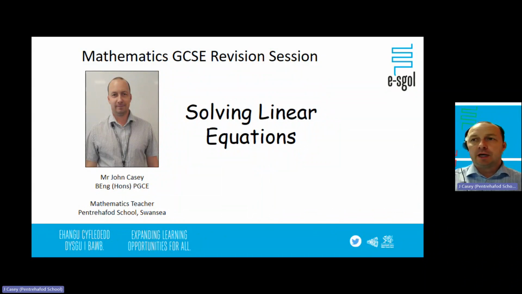Today we're going to be looking at solving linear equations. This is an intermediate maths and numeracy topic. It will certainly appear in both exams.